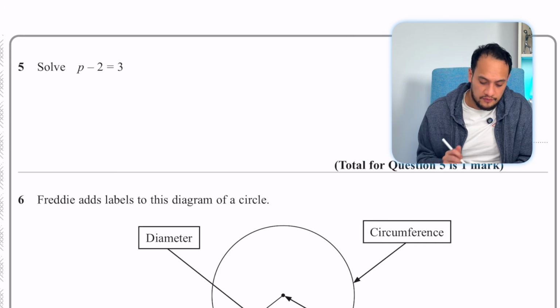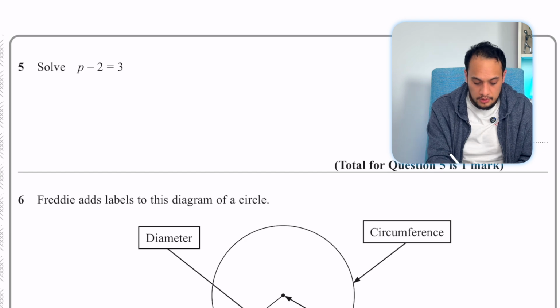Okay, question 5. Solve P take away 2 equals 3. We're going to add 2 to both sides, and then we'll get P equals 5.